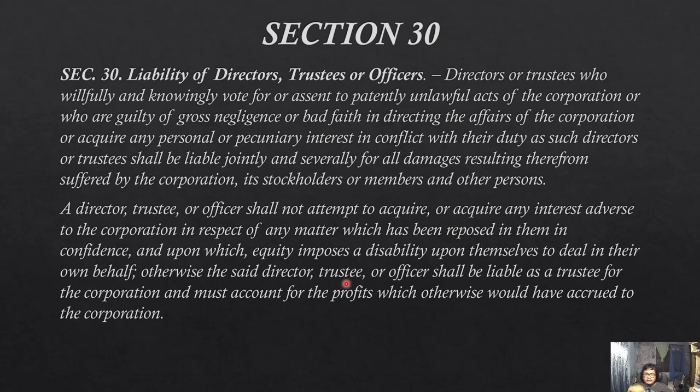Okay, let's go to section 30, which provides for the liability of directors, trustees, or officers. Now, directors or trustees who willfully and knowingly vote or assent to patently unlawful acts of the corporation or who are guilty of gross negligence or bad faith in directing the affairs of the corporation or acquire any personal or pecuniary interest in conflict with their duty as such directors or trustees shall be liable jointly and severally.